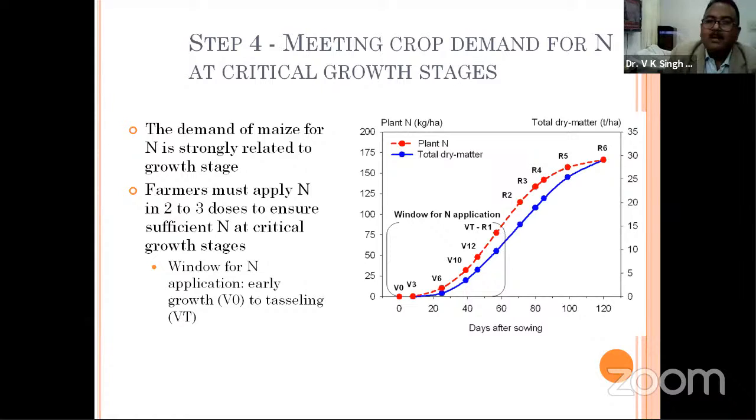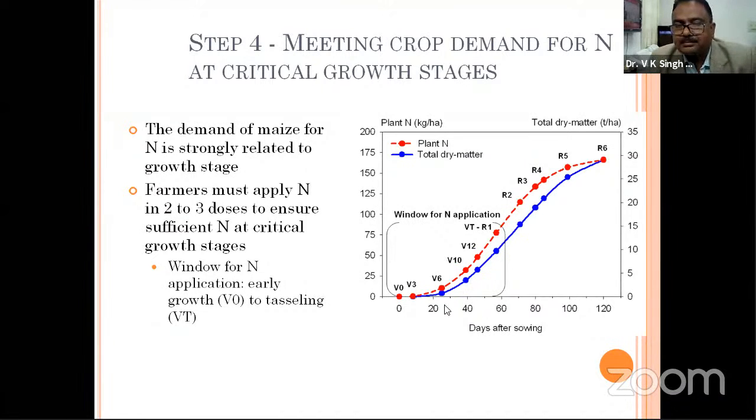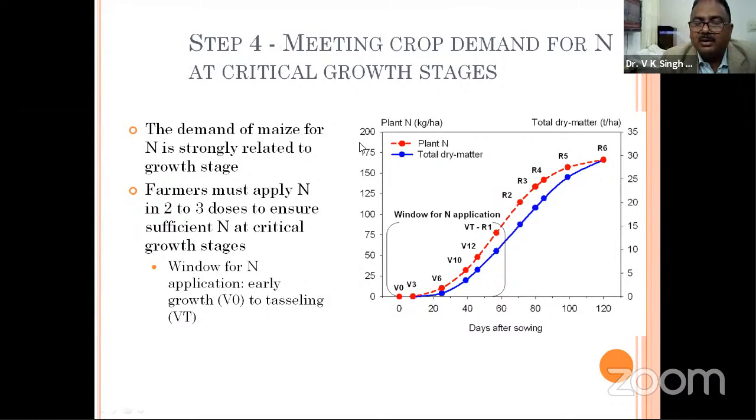I would like to put one example of right time. This is a graph of maize crop. This V0, V3: V means vegetative stage. V0 means where we have just sown the seed. Once you have sown the seed, generally our recommendation is you apply 1/3 nitrogen, 100% phosphorus, 100% potassium.